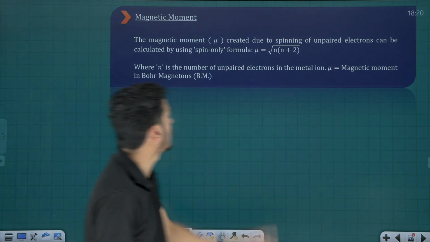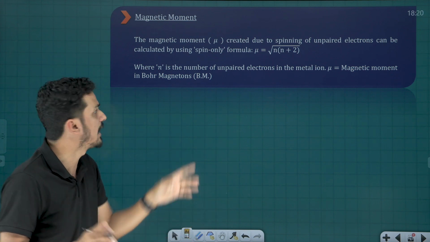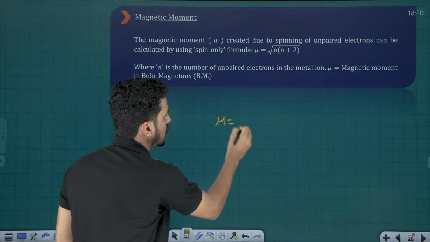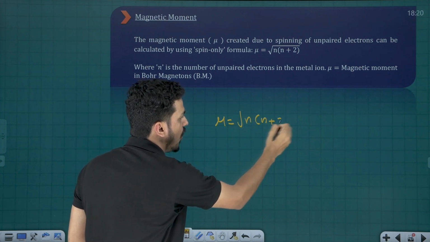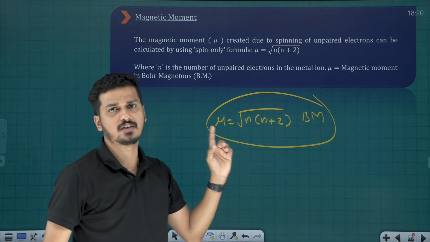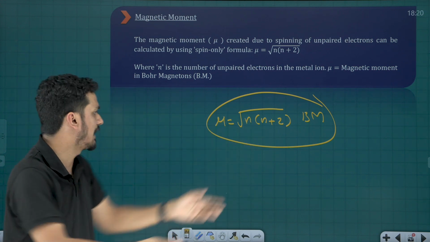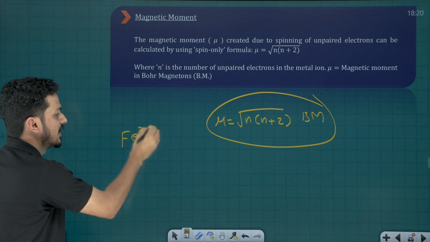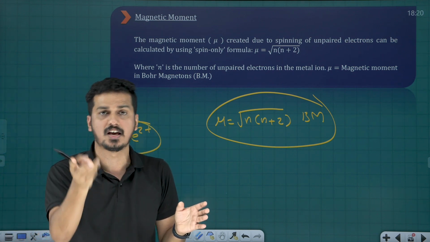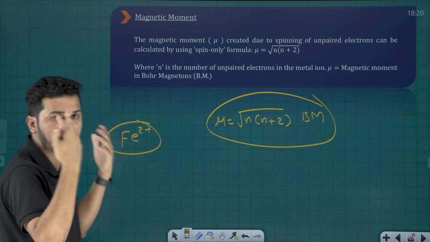Next one, magnetic moment. They have a spin only magnetic moment that we can calculate by using the formula: mu equals root of n into n plus 2 Bohr magneton. Every year one question from this will be there. They usually ask it, so don't forget this idea. They will ask, for example, what is the magnetic moment of Fe2+? If it is a coordination compound, we have to look at whether pairing is there or not. Or if they are simply asking about the ion, no need to think about it.